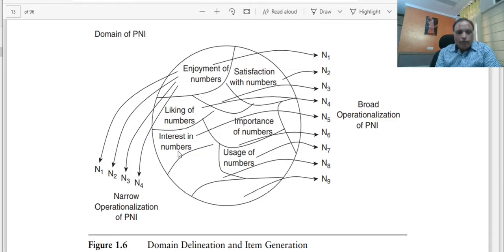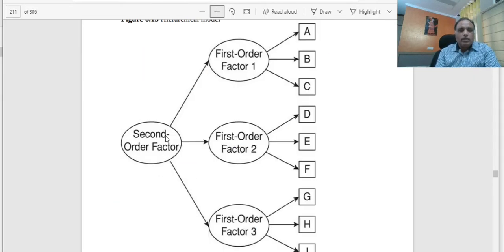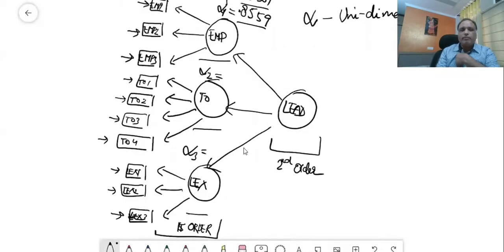The first latent, this latent one is called second order factor. This dimension is called first order, and these items are A, B, C, D, E, F, G, H, I. This one you remember, the formative one. Instead of going from this side to this, here you can see from these different dimensions we make quotients, and with quotients we make this main construct. So this is the formative one.